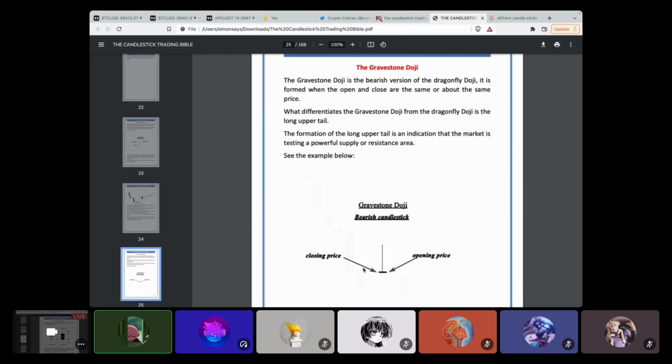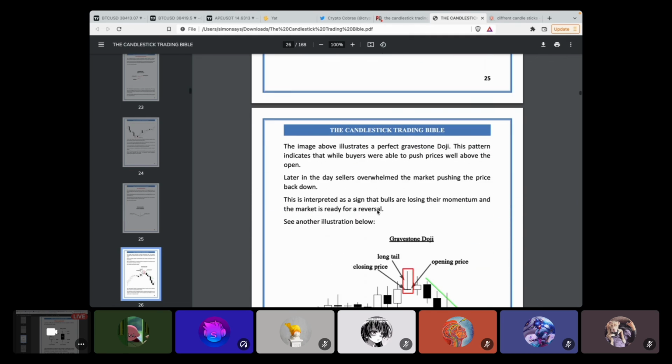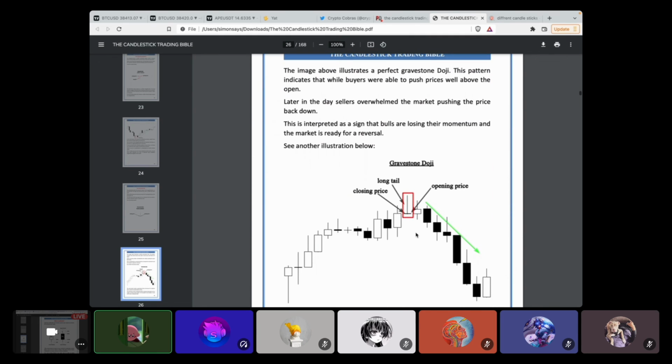This is the Gravestone Doji, pretty much opposite the Dragonfly Doji. It's the bearish version of the Dragonfly Doji, actually. It's formed when the open and close are about the same price, but we just tested the upside as resistance first. We didn't test the downside. So we opened here, we probably came up a little bit for this candle. See that this candle rejected. This candle also couldn't close above this wick here, and then we tested that wick one more time, tried to get above it, rejected.